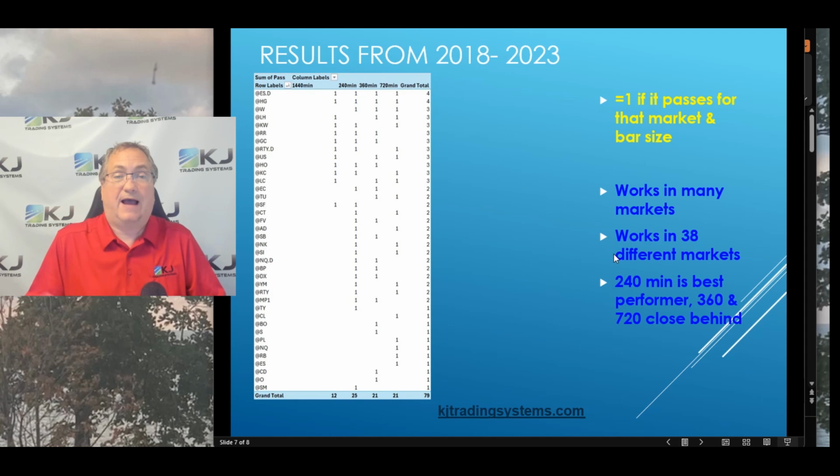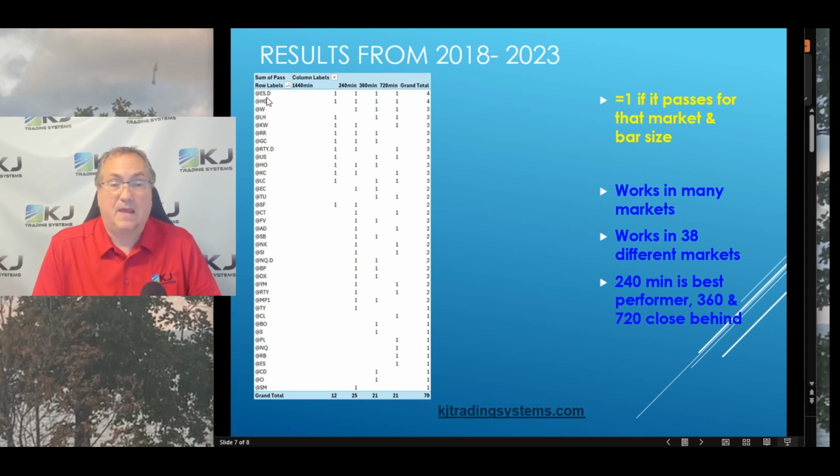Here are the results, 2018 to 2023. It works in 38 different markets. And it works best with the 240-minute bar. I was looking at the 1440. It works worst with the 1440, which is kind of unusual. Usually the 1440 minute bars work best for a lot of entries.